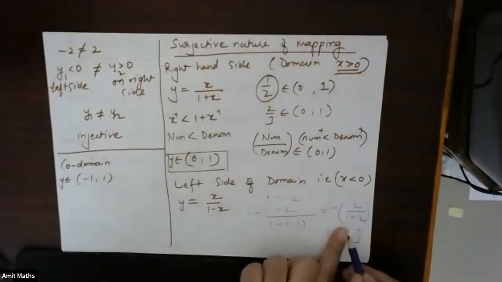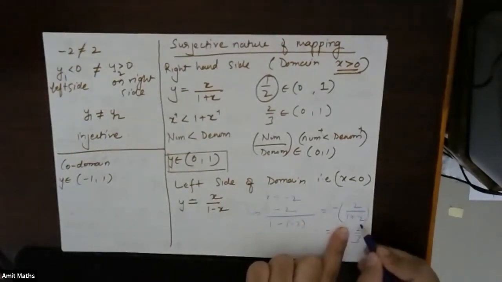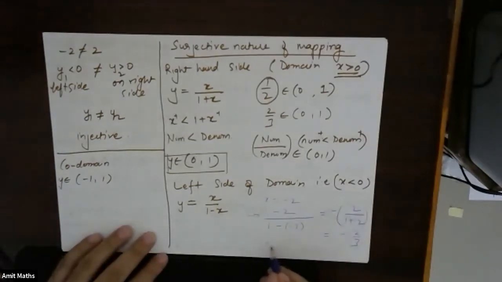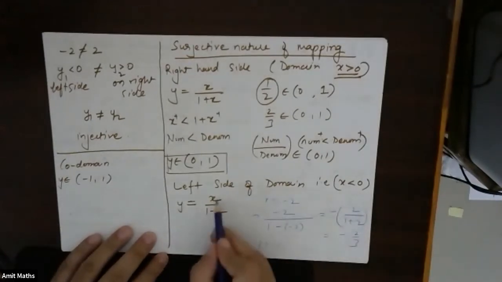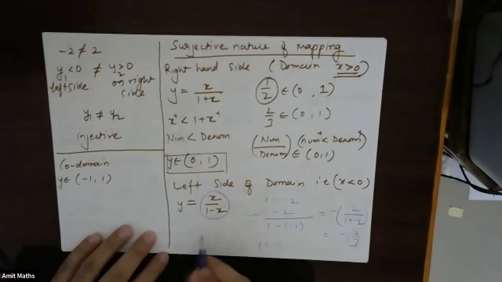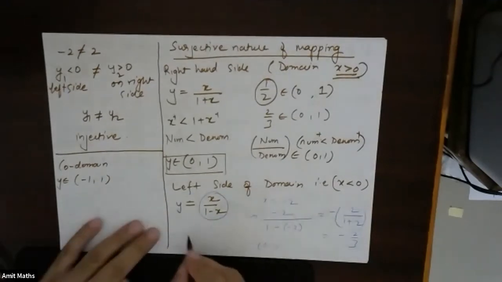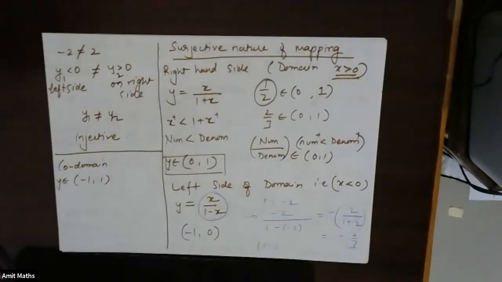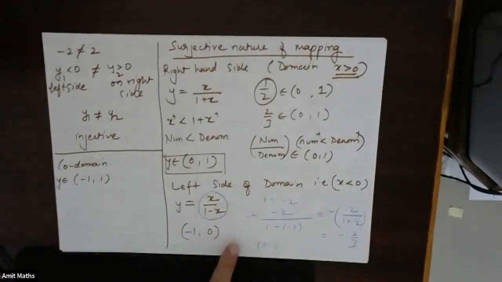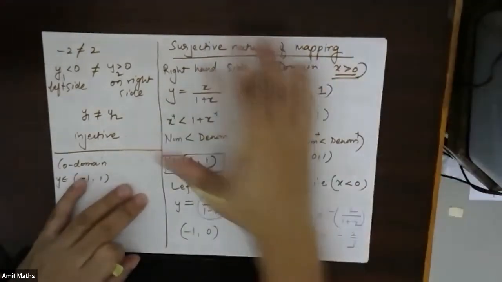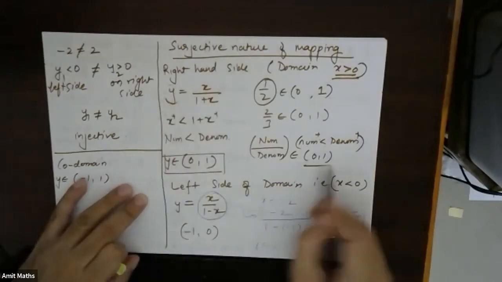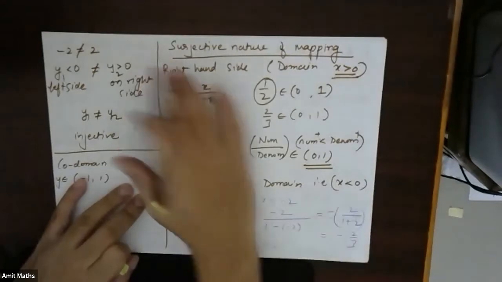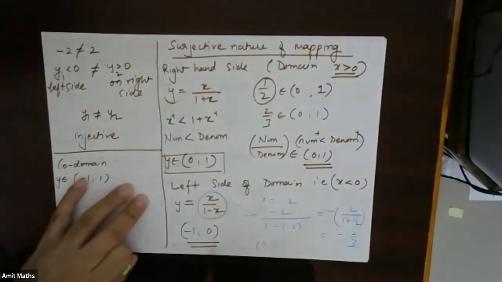If I forget about this minus sign, again the value here will always lie between 0 to 1. Along with the minus sign, this value will always lie in the interval minus 1 to 0. Understood. Now on the right side, the value of y was always lying in the interval 0 to 1. On the left side, the value of y is always lying in the interval minus 1 to 0.